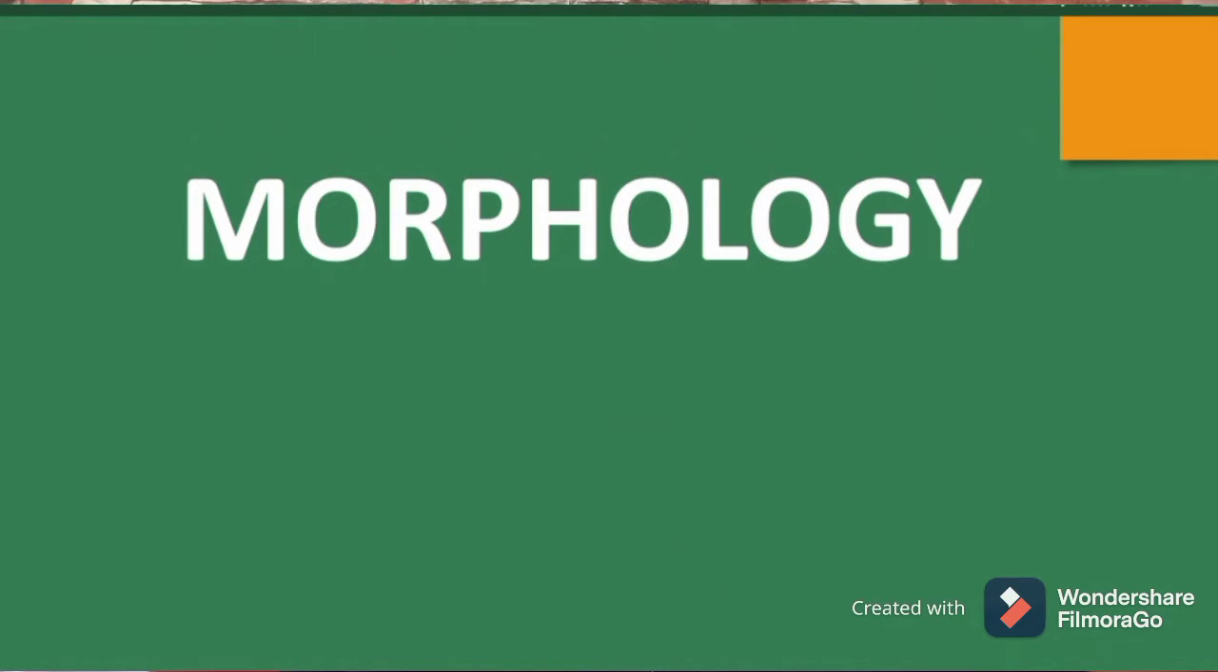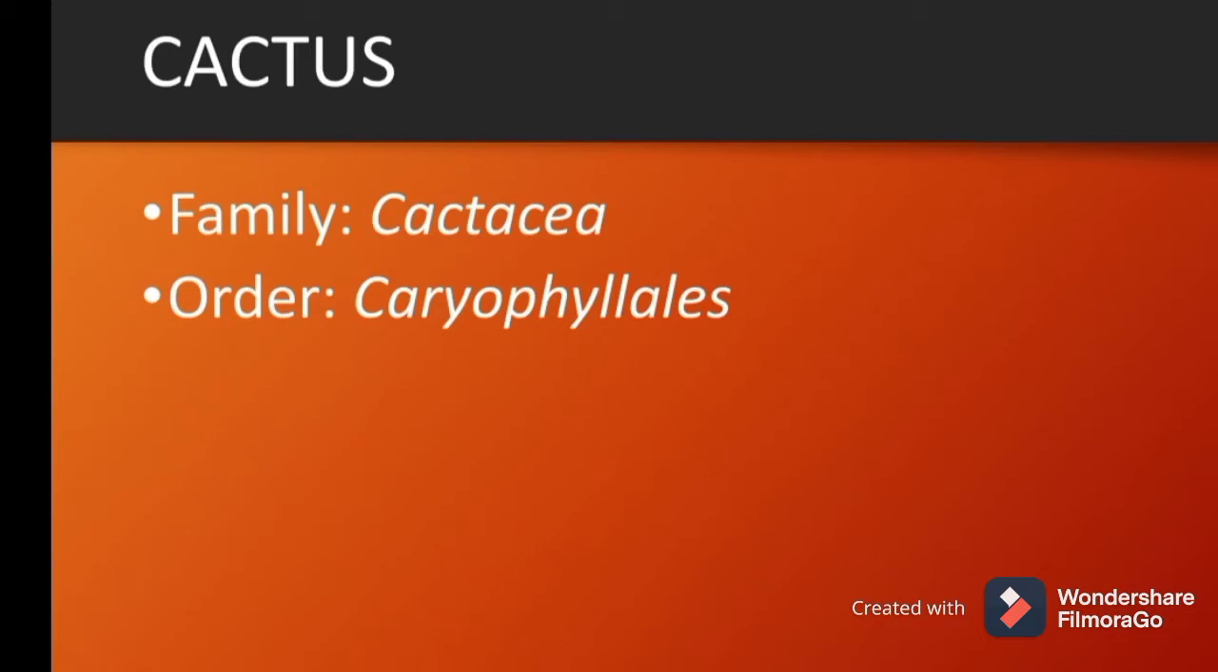Morphology of cactus. Cactus is a member of the plant family Cactaceae, a family comprising about 127 genera with some 1,750 known species of the order Caryophyllales. Cacti show a wide variety of growth habits, which are difficult to divide into clear, simple categories. So we have three categories of cacti.